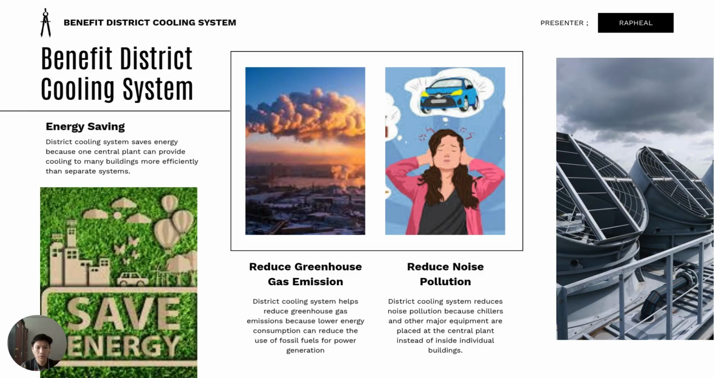For reduce greenhouse gas emissions, district cooling systems help reduce greenhouse gas emissions because lower energy consumption can reduce the use of fossil fuels. And third is reduce noise pollution, which is because district cooling systems can reduce noise pollution as chillers and other major equipment are placed at the central plant instead of inside individual buildings.